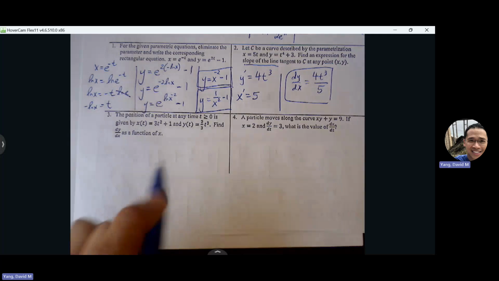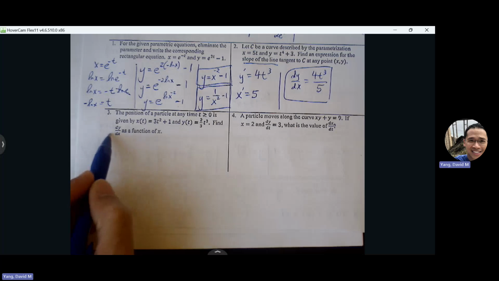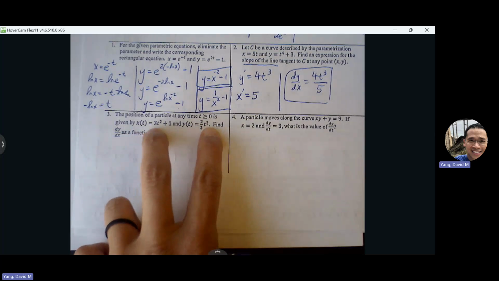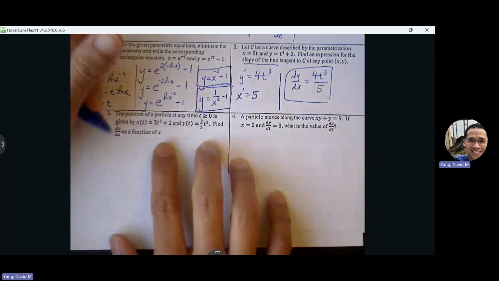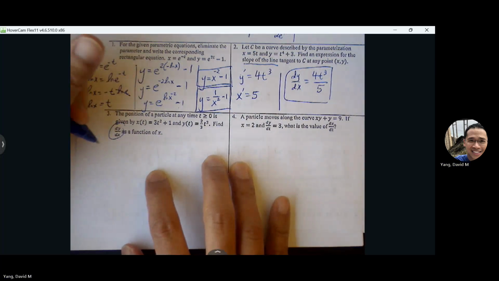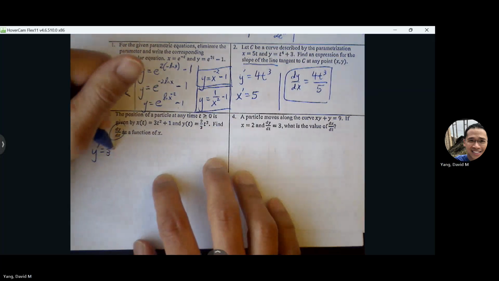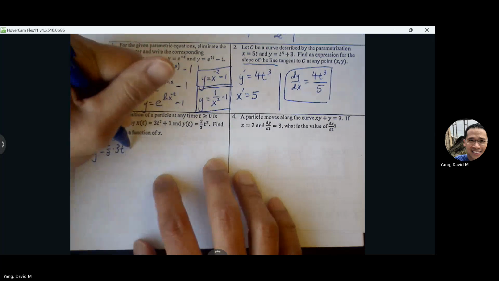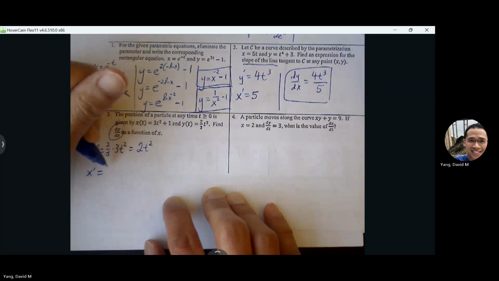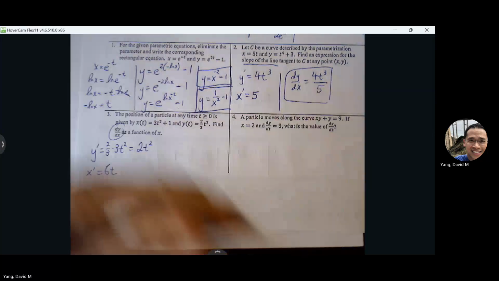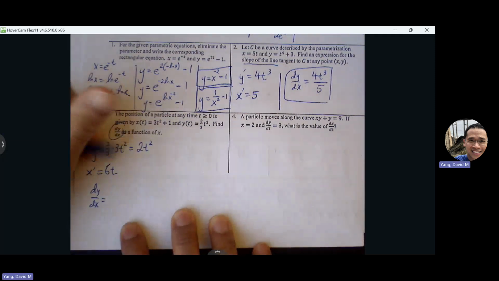Okay, number 3, position is given by x and y. Find dy/dx as a function of x. Let's find the derivative first. And then if the variable is still out of place, we can always convert them into the variable that we want. We're just trying to get dy over dx for now. So y prime, power rule. So dy/dx is just y prime over x prime.